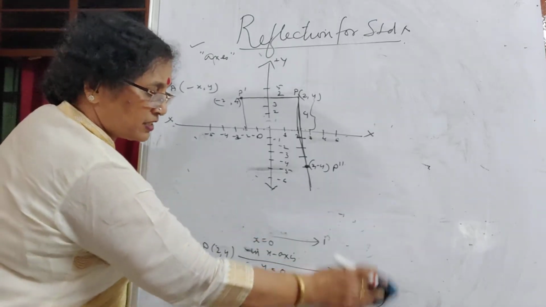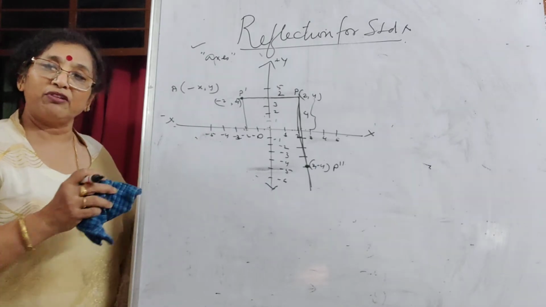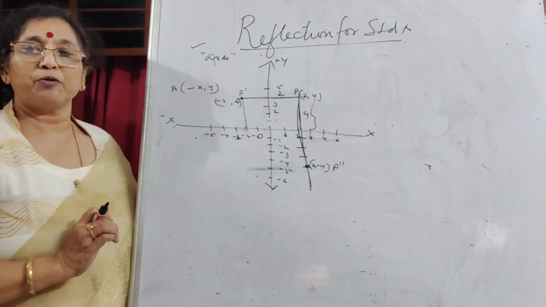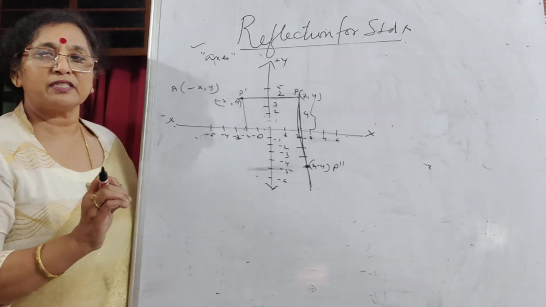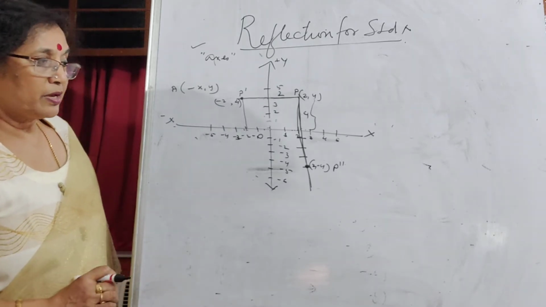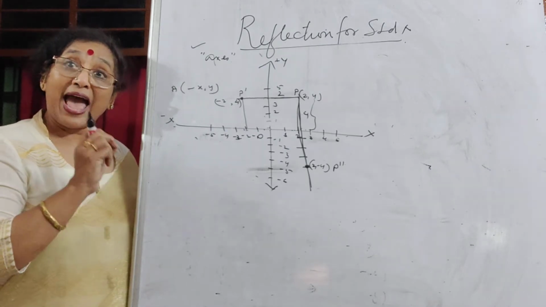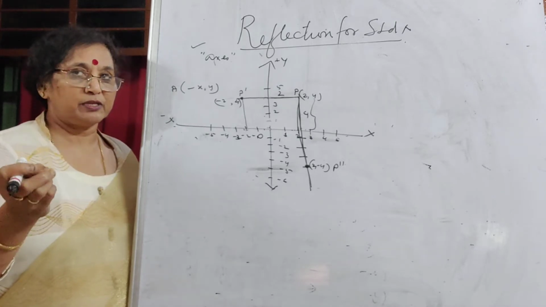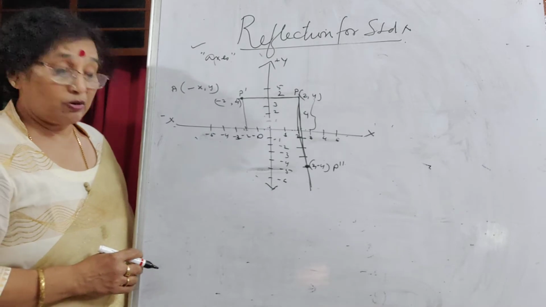So we have finished the y-axis with the numerical example, as well as the general formula where x and y represent any point. X represents the abscissa, y represents the ordinate. x is the distance from the y-axis, y is the distance from the x-axis. Abscissa, ordinate: A comes first, O comes later. So abscissa is x, ordinate is y. X comes first, y comes later. Alphabetical order, if you remember, if you get confused between abscissa and ordinate.